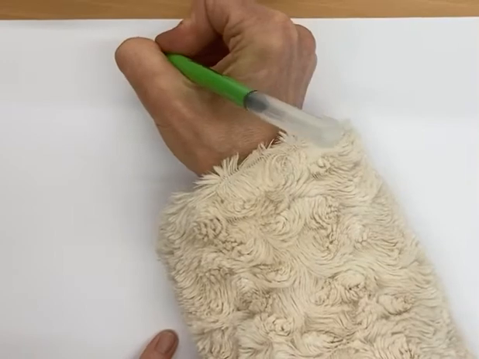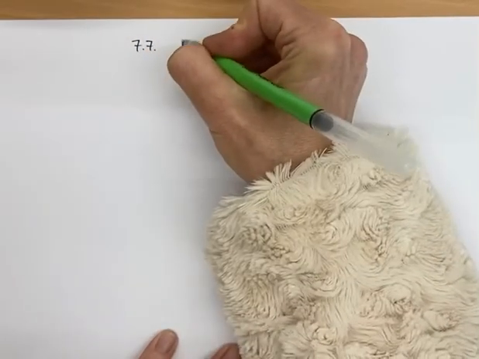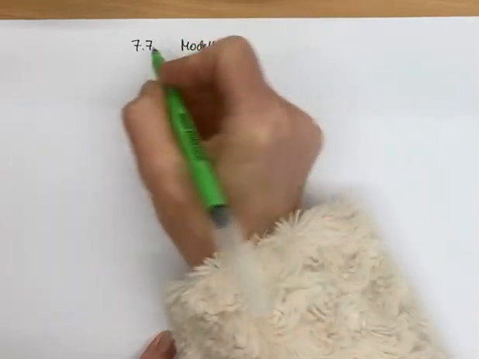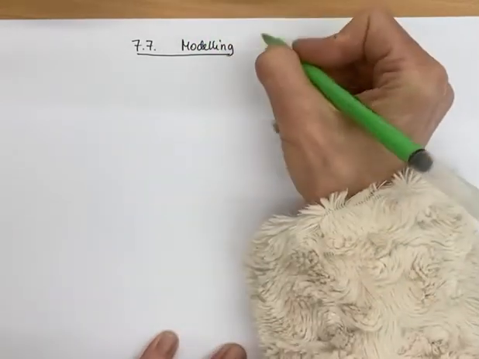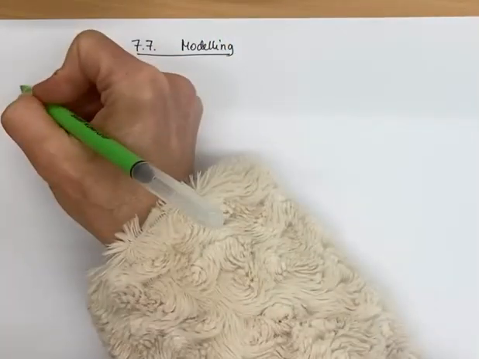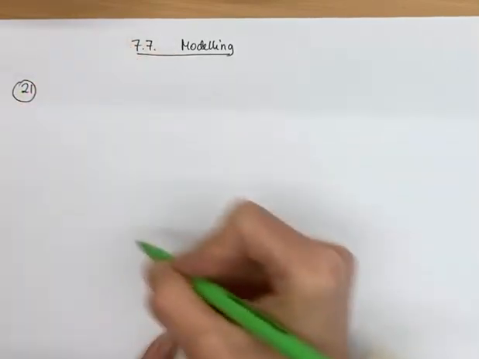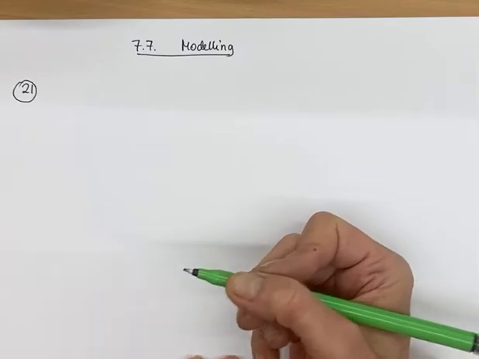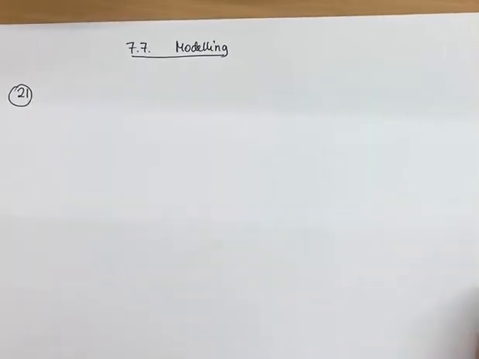Last section of chapter 7, section 7.7, is on modeling with trigonometric functions. Example 21: we know all about modeling, so this is the application of your maths in real life.